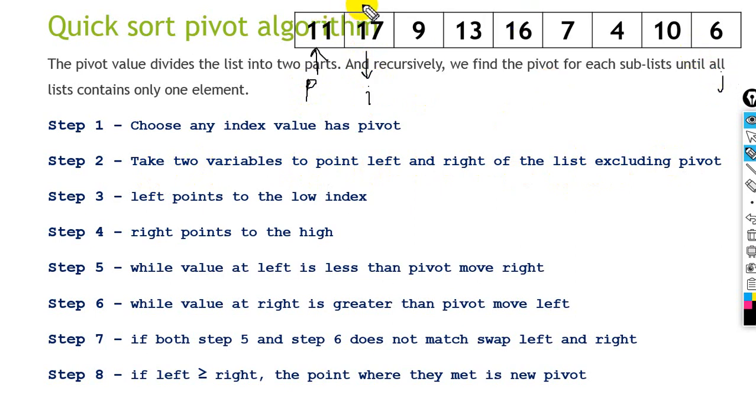For the index numbers, for example, 0, this will be 1, and this will be 2, 3, 4, 5, 6, 7, and 8. These are the index values. Okay, second step: take two variables to point left. This is the left side. We can take this as left, and right of the list, excluding pivot.